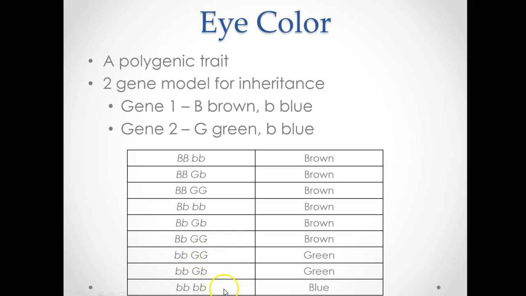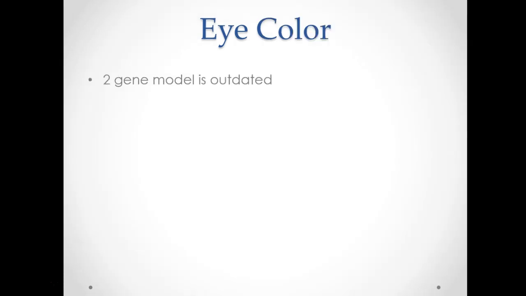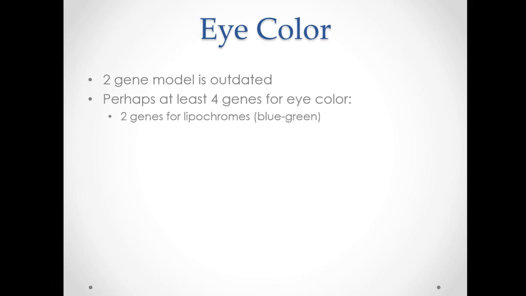And the only way that you could get blue eyes is if you had all recessive alleles, so blue across the board. So again, it's an outdated model, but it kind of shows you this idea of what could happen if you have two genes influencing a particular trait. We think there might be at least 4 genes for eye color, maybe 2 for what we call the lipochromes and 2 for the melanins.